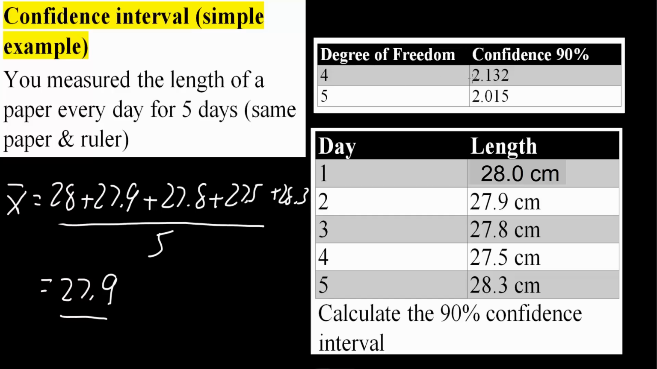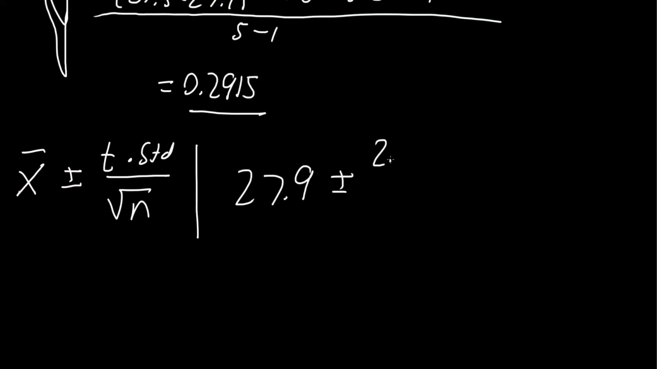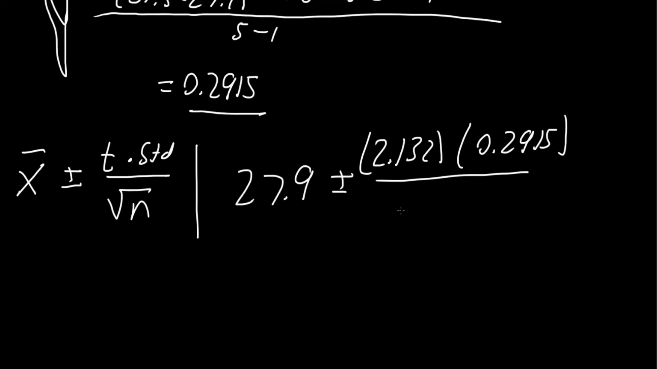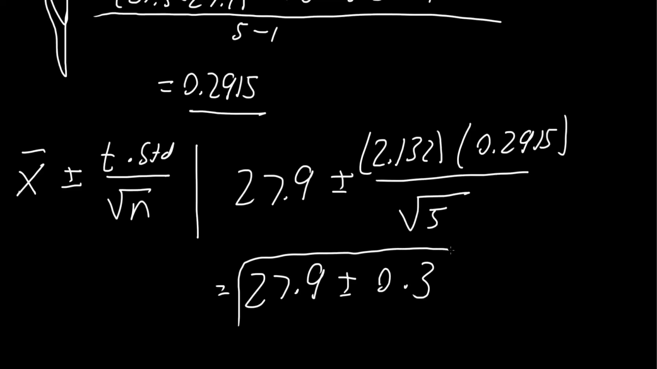4 corresponds to 2.132 for 90% confidence. So we write that down for t. So t is 2.132 times standard deviation, which was 0.2915, divided by the square root of n. We have 5 terms, so divided by square root of 5. Now this will equal 27.9 plus or minus 0.3. Now this is the answer for the 90% confidence interval, and that's all we need to do for this problem.